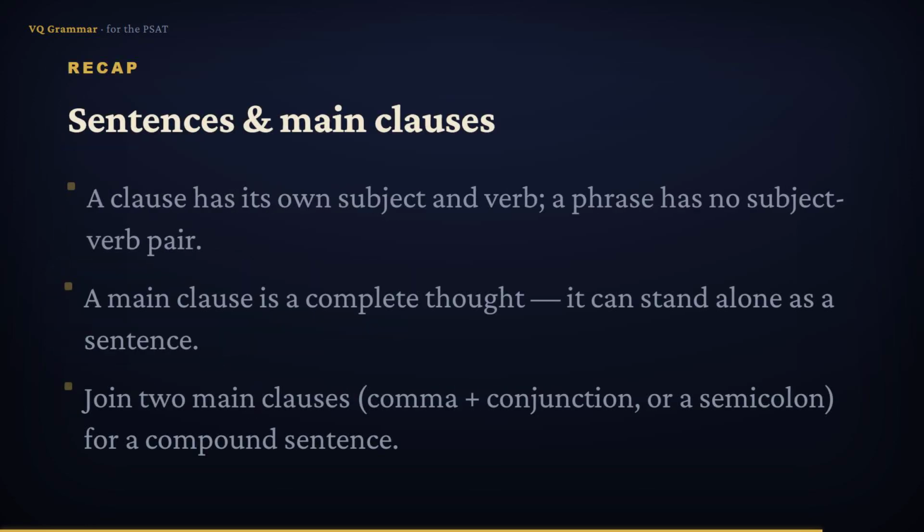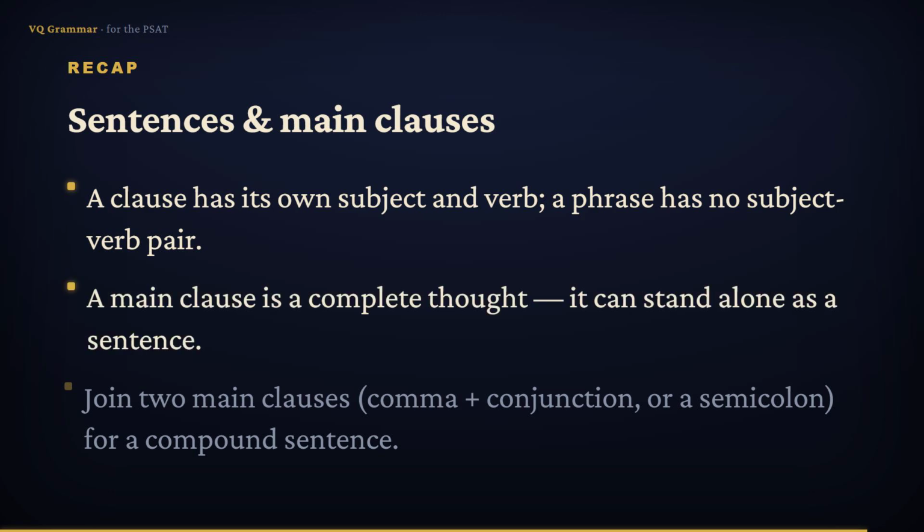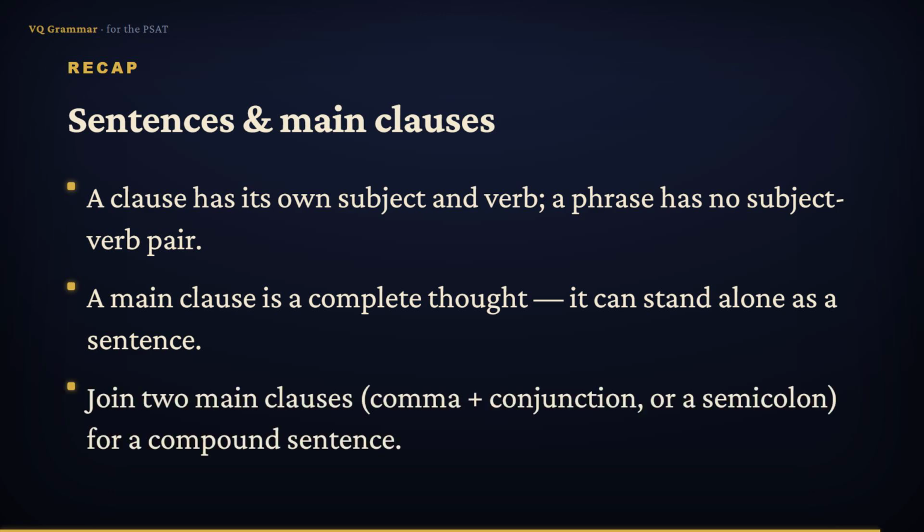Let's wrap up. A clause is a group of words with its own subject and verb, and a phrase has no subject-verb pair. The most important kind is the main clause. It expresses a complete thought, so it can stand alone as a sentence, and every sentence needs at least one. Join two main clauses with a comma and a conjunction, or with a semicolon, and you've built a compound sentence. Find the subject-verb pairs, and you'll always know what you're looking at.